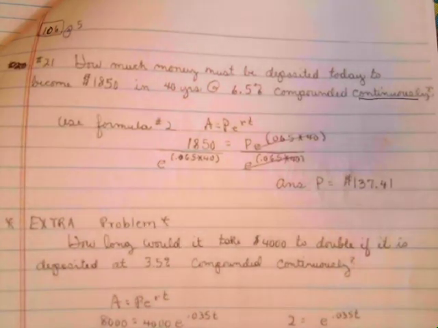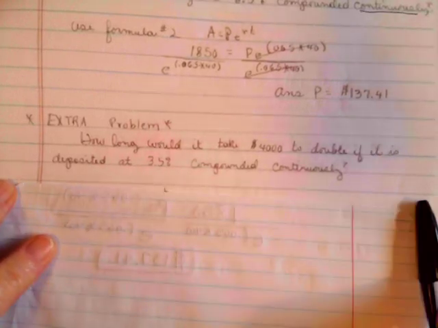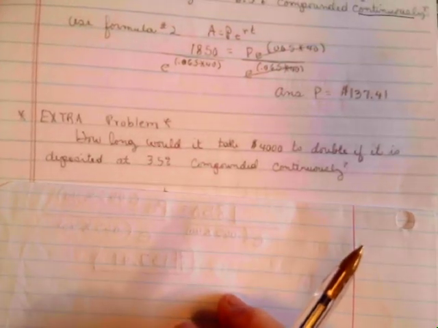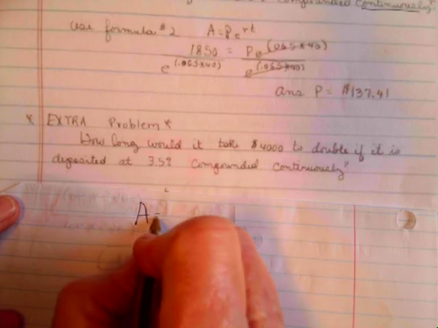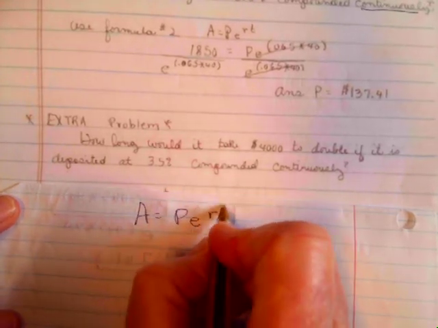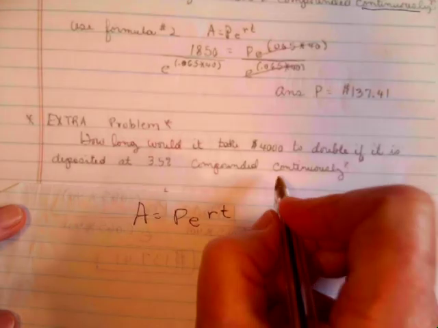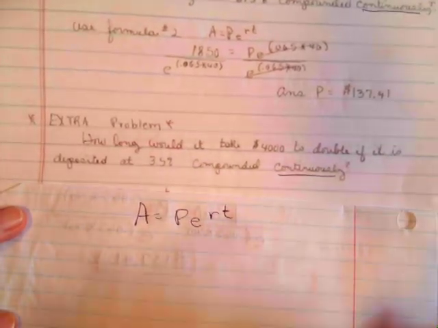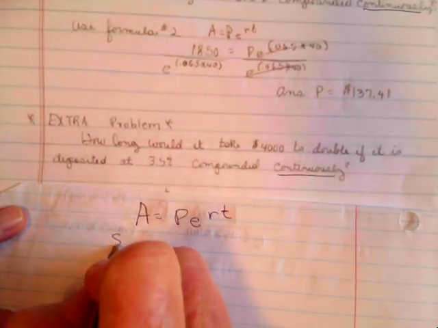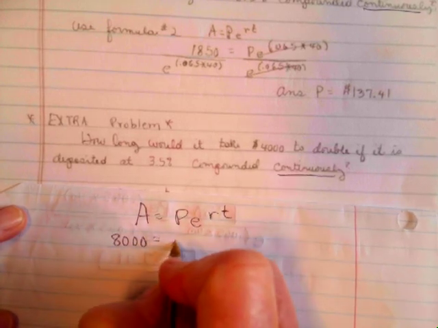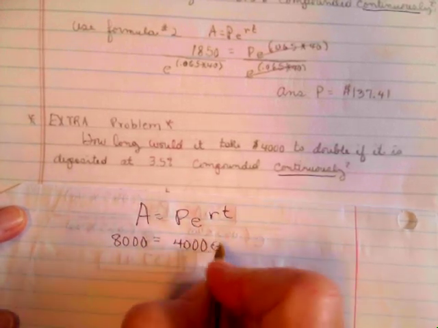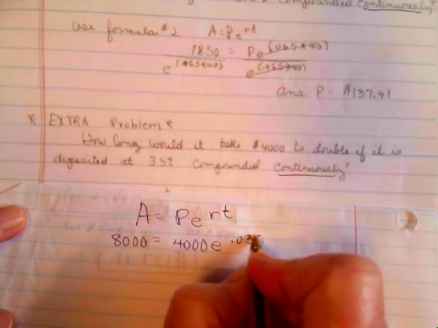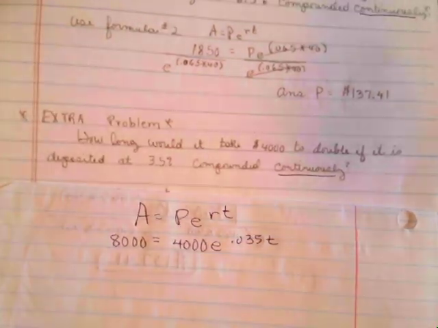An extra problem that you need, because there are some homework problems that look like this, and I think there's one on the test that looks like this. How long would it take $4,000 to double if it's deposited at 3.5% compounded continuously? That tells me that I'm writing down that second formula because I see that word continuously in there. How long would it take $4,000 to double? Well, if it doubles, it's going to become $8,000. The rate is 0.035. I don't know T.